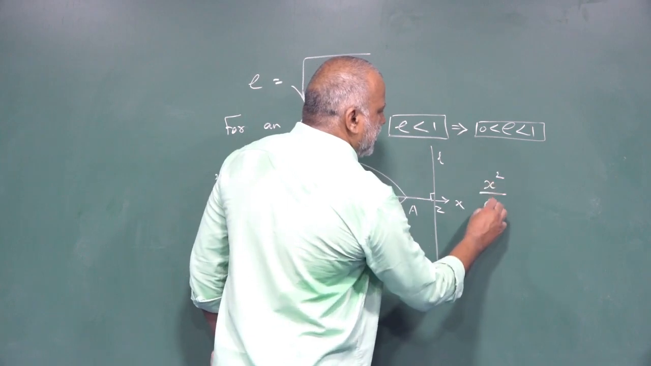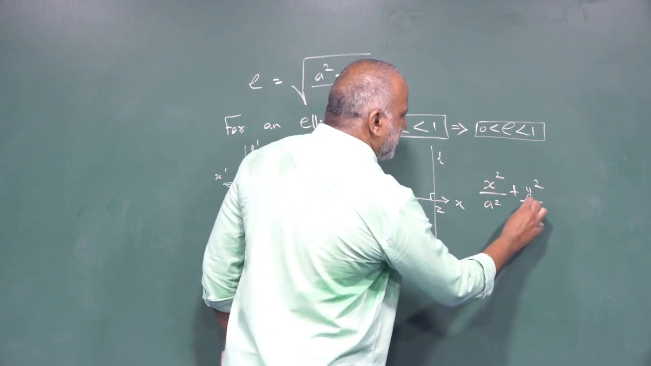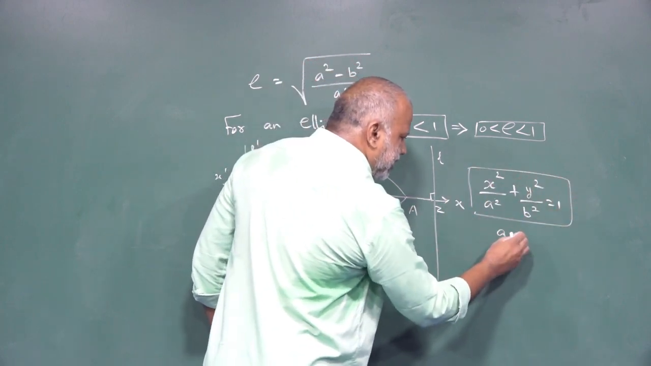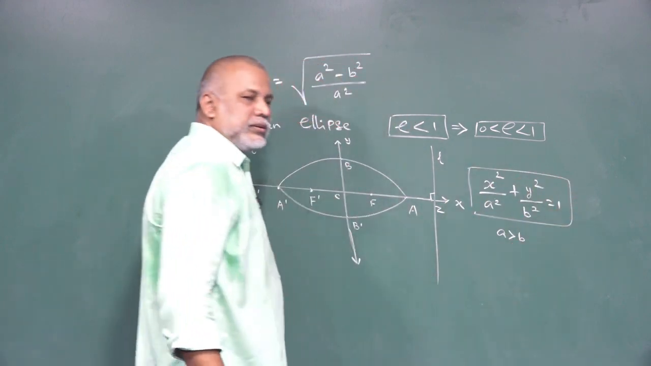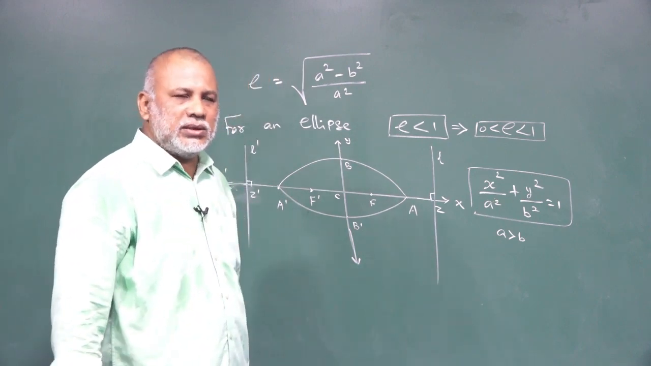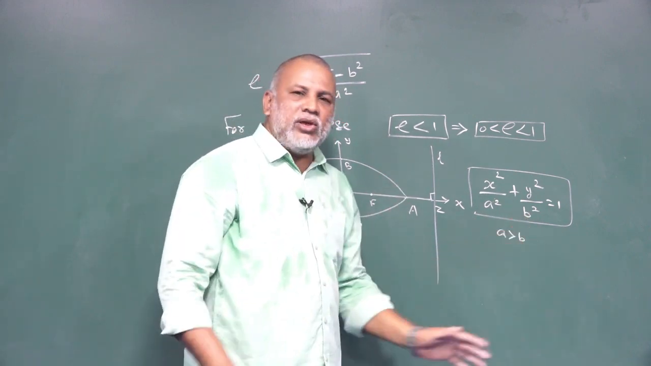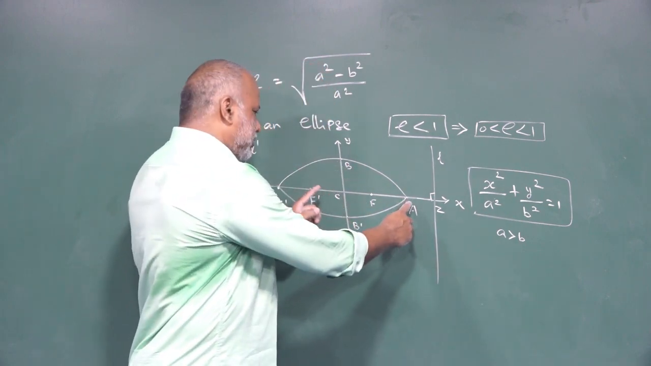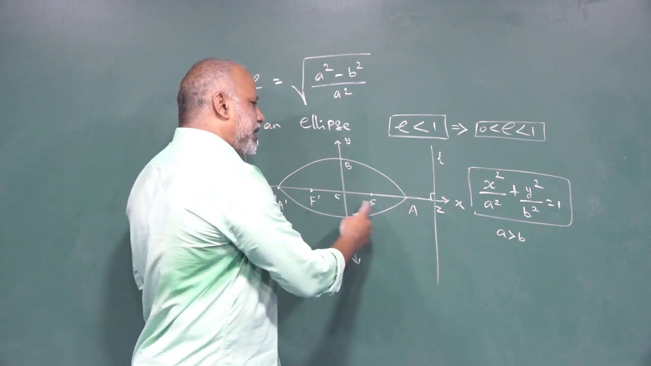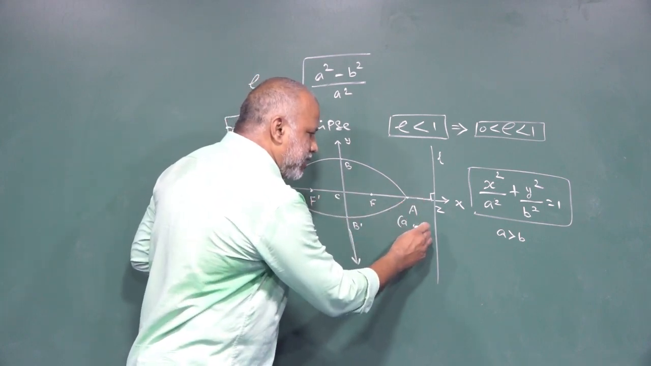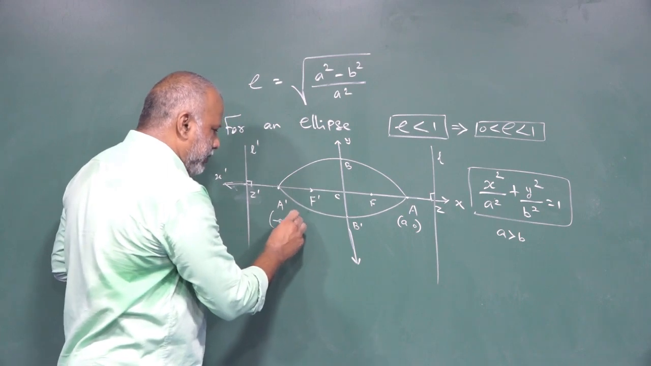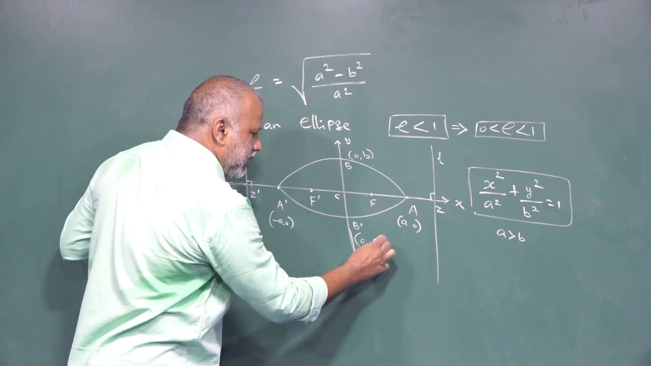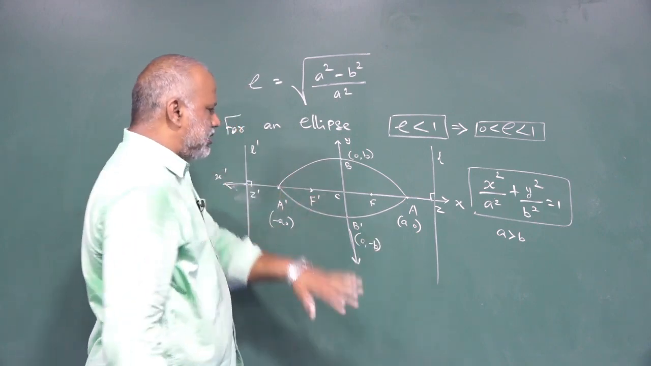This is the general equation: x squared by a squared plus y squared by b squared equal to 1. Here I am always explaining this concept with a greater than b. This is the general logic. Suppose a and b are equal, what will happen? The vertices are a comma 0, minus a comma 0, and b is 0 comma b, 0 comma minus b. These are the logic already discussed.